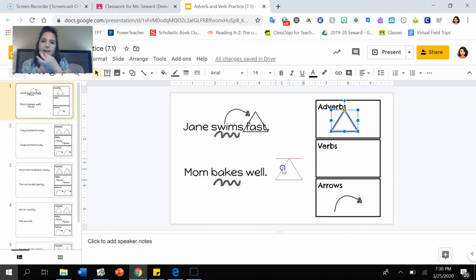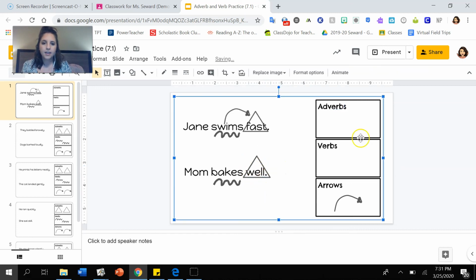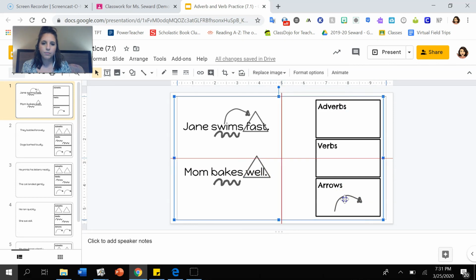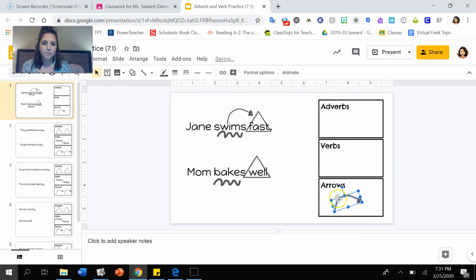So this is the adverb. What is the adverb doing? It's describing how the action is done, right? How the verb is done. The verb we said was bakes. How does Mom bake? She bakes well. So we could put our triangle around it, right? And then we have our oopsie, I'm going to have to fix that for you. Then we have our arrow, and we just take our arrow and point from the verb to the adverb, okay?